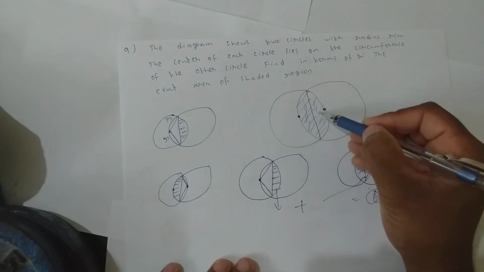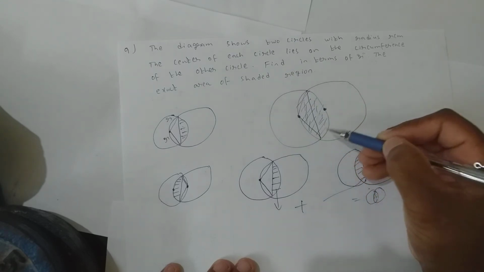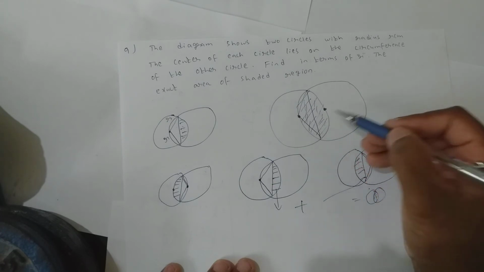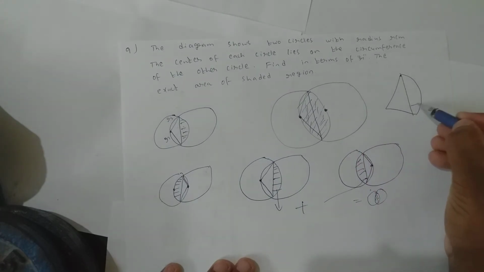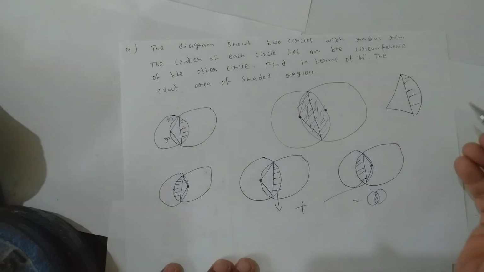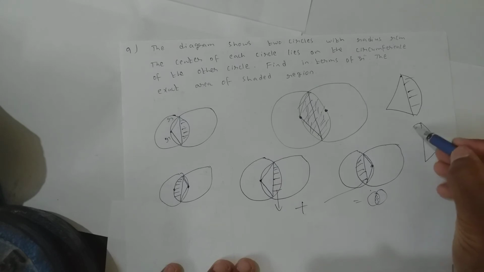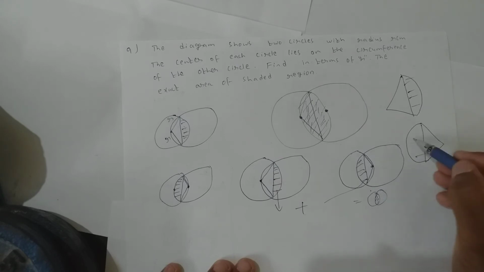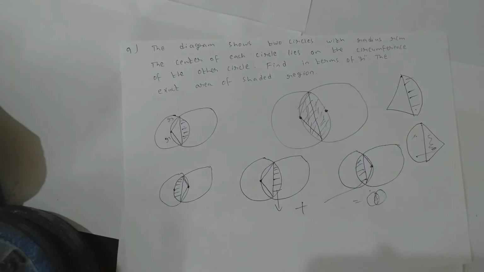How do I get this area first? From the entire sector, if I remove the triangle, I will get this area. Same way from the other circle, from the entire sector, if I remove this triangle, I will get this segment. This plus this will give me this entire area. Is it clear? If you have understood that, it's easy.